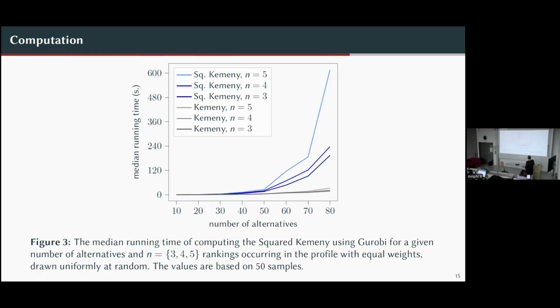And so you can see here that the blue lines are computation times for Squared Kemeny. The gray lines are for normal Kemeny. And you can see it's a lot faster. These are seconds. So if you have 50 alternatives, then you can still do it in under a minute. But these are not very many different voters. If you go above that, it's quite expensive. And so that limits the applicability of this rule, at least for the moment.